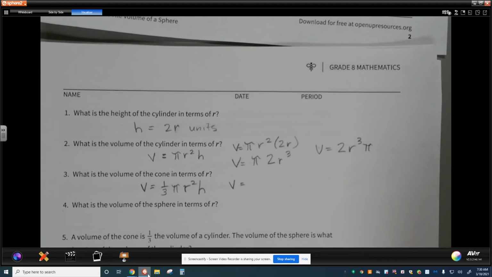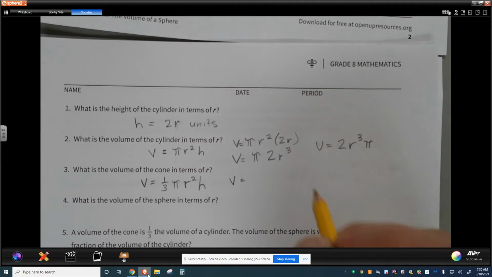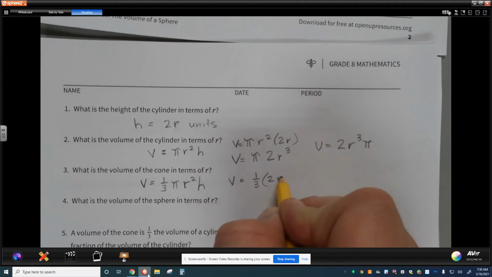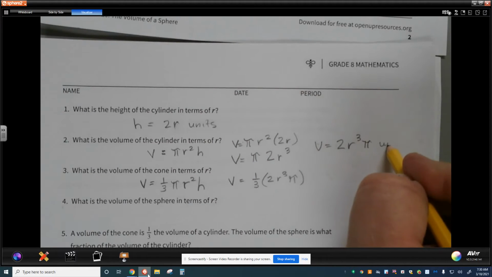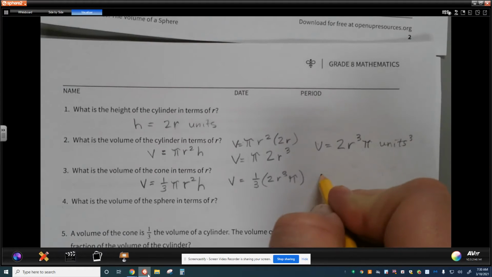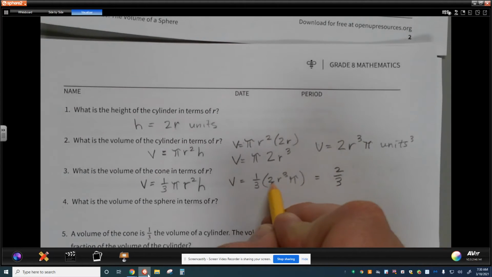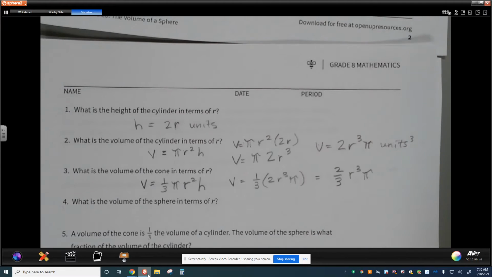The next step is when we find the volume of the cone, we end up taking 1/3 of the total volume of the cylinder. So again, 1/3 of 2 times the radius cubed times pi. Forgot to put units on this one. And then this translates down to 2/3, so 1/3 of 2 is 2/3 times the radius to the third power times pi.